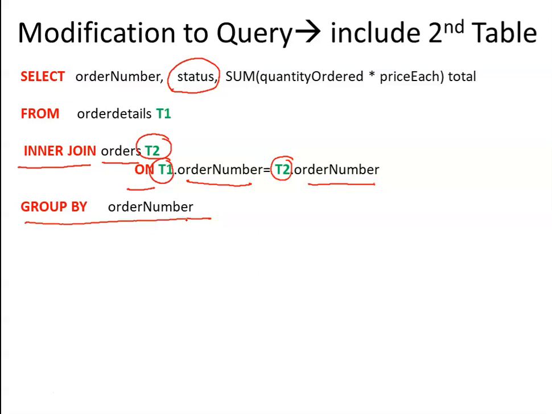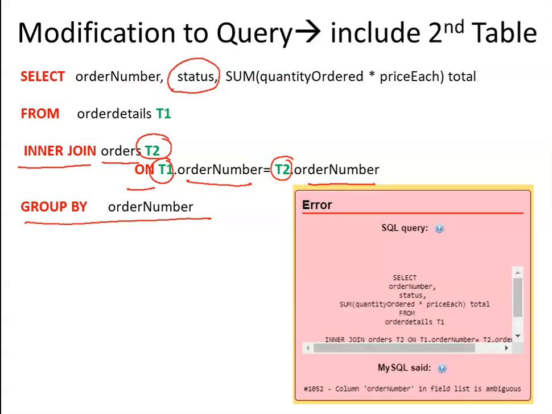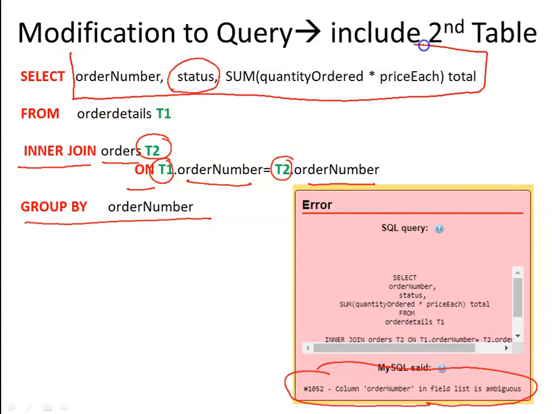Now when I execute this particular query, it will give me an error. Let's have a look at the error. The error says, some error number is displayed along with the error. It says column order number in field list is ambiguous. When I refer to the field list, I am referring to this particular portion of the query. This is my field list.